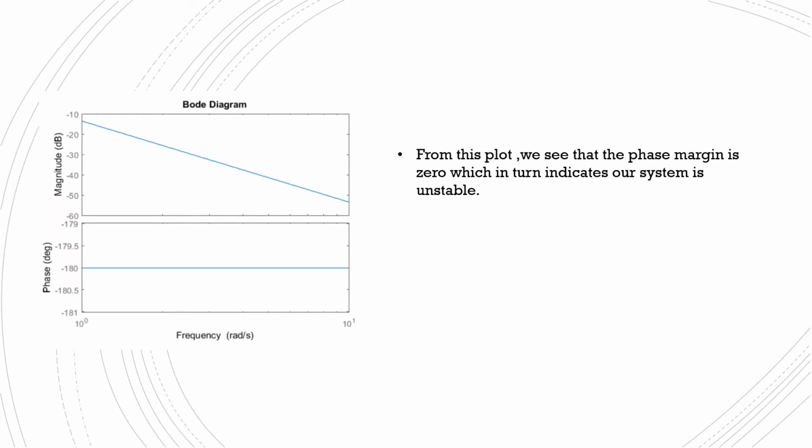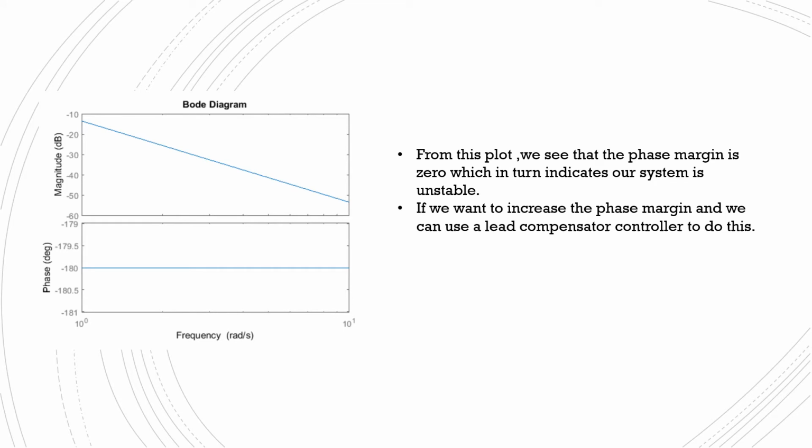From this plot, we can see that the phase margin is around 0. Since the phase margin is around 0, we can assume that our system is unstable, since the phase margin is defined as the change in open loop phase shift necessary to make a closed loop system unstable. Now we should increase our phase margin so that we can get a desired value. For that, we should use a lead compensator controller.